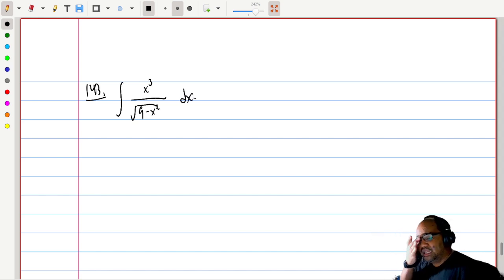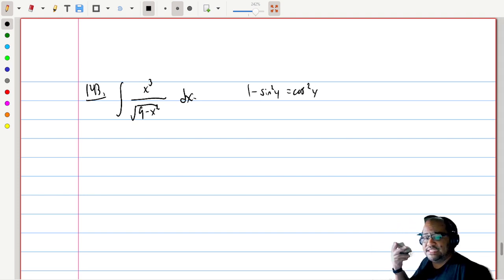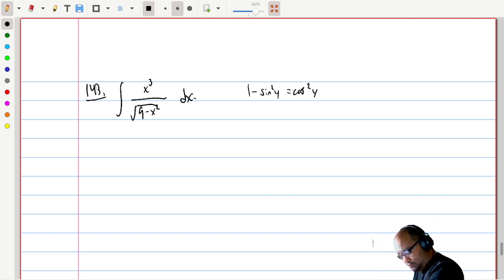All right. I see a difference of squares. This is motivated by 1 minus sine squared y equals cosine squared y. But then I see the 9, so I think the square root of 9 is 3. So I'm going to go ahead and set x equal to 3 sine y. dx is equal to 3 cosine of y dy.